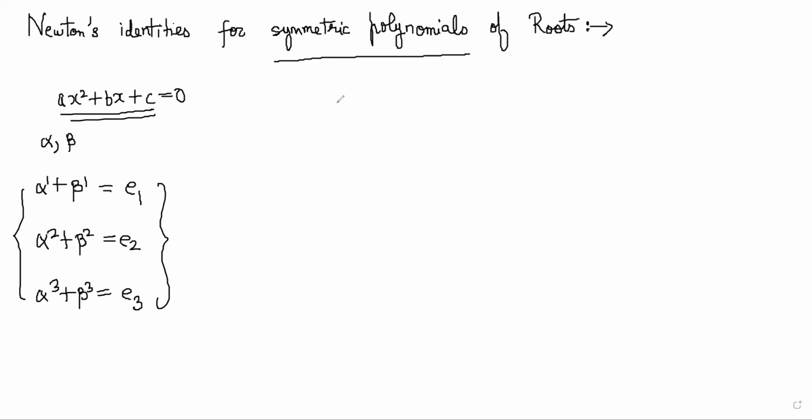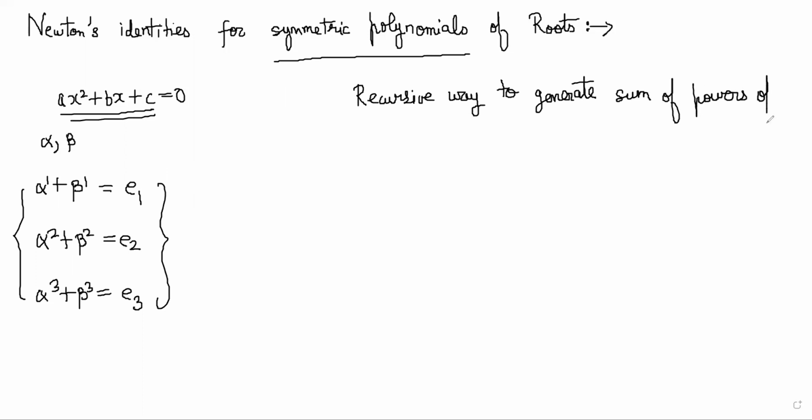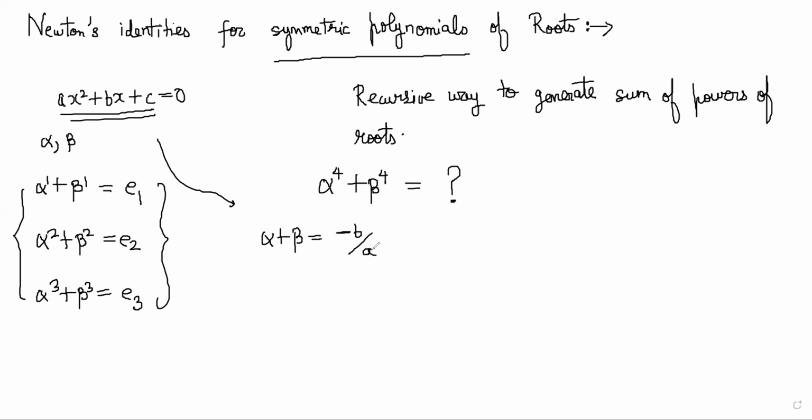So Newton's identities give us a recursive way to generate sum of powers of the roots. So suppose somebody asks you alpha power 4 plus beta power 4. So this thing is not very easily computable by just the Vieta's relations. We know Vieta's relations give us alpha plus beta is equal to minus b by a, and alpha beta is equal to c by a.